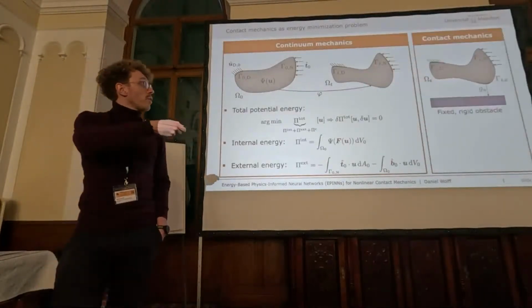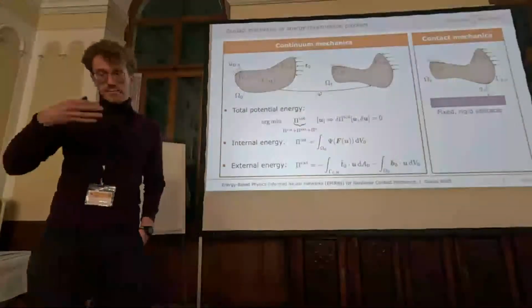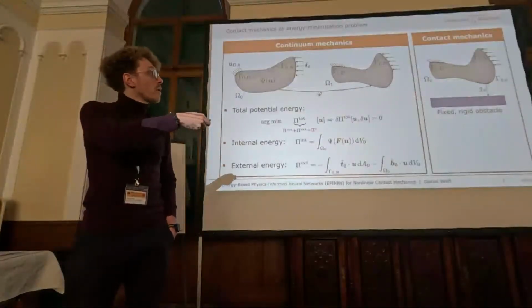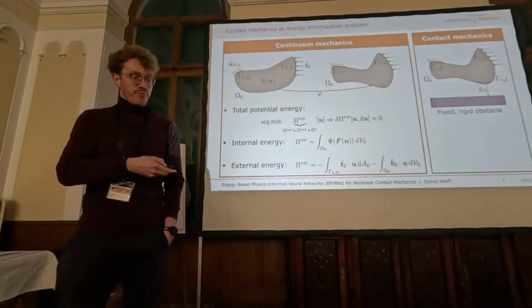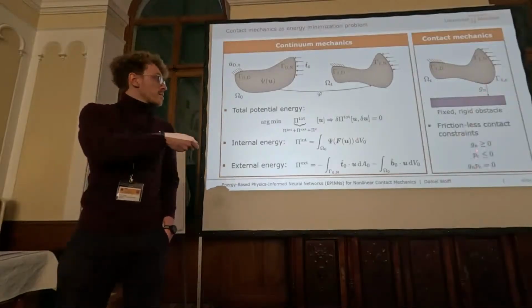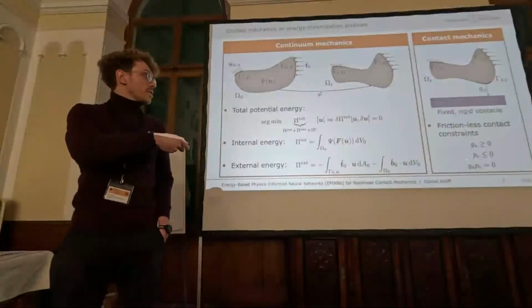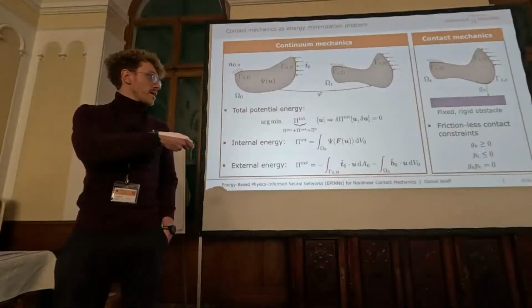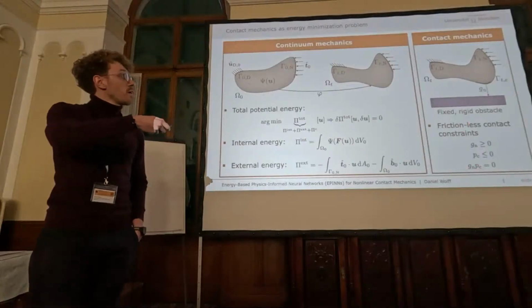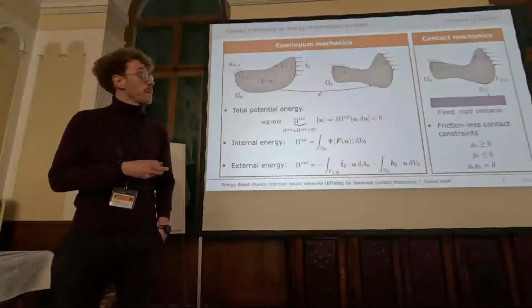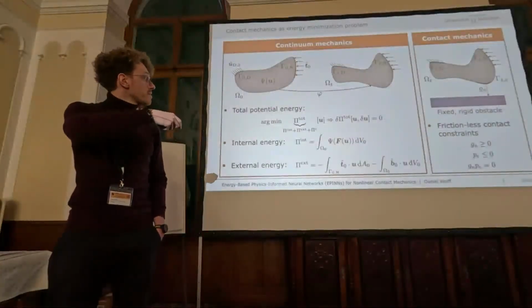When I talk about contact, I talk about the simplest scenario, where I have a fixed and rigid obstacle, unilateral contact. I have a gap function, and I have the well-known Hertz-Signorini-Moreau conditions of frictionless contact. The gap function needs to be greater or equal than 0, the contact pressure smaller or equal to 0, and the complementarity condition needs to hold. So now the question is, how can we get this into this energy minimization framework?